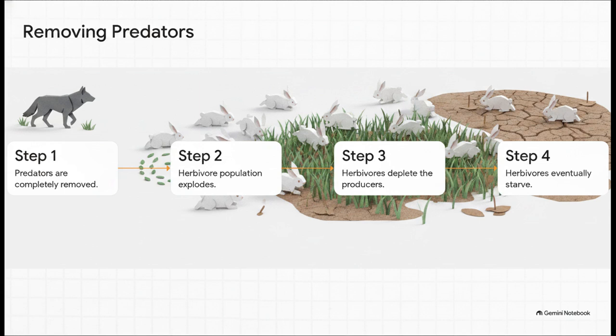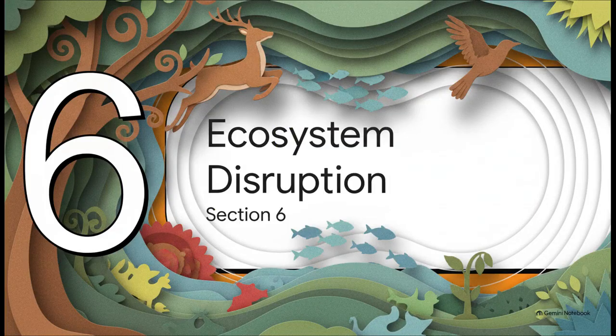So removing the predator didn't just harm the predator, it ultimately destroyed the producers and caused the herbivores to crash entirely. It just goes to show that every single organism, yes, even the scary predators, is absolutely essential to the health of the whole web. We've seen how changing just one population size drastically affects everything else, so let's put your new knowledge to the test. Section 6, the Ecosystem Disruption Challenge.